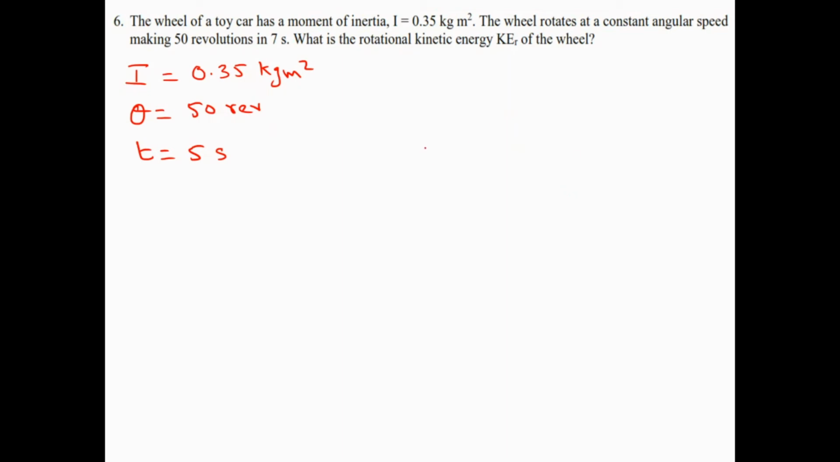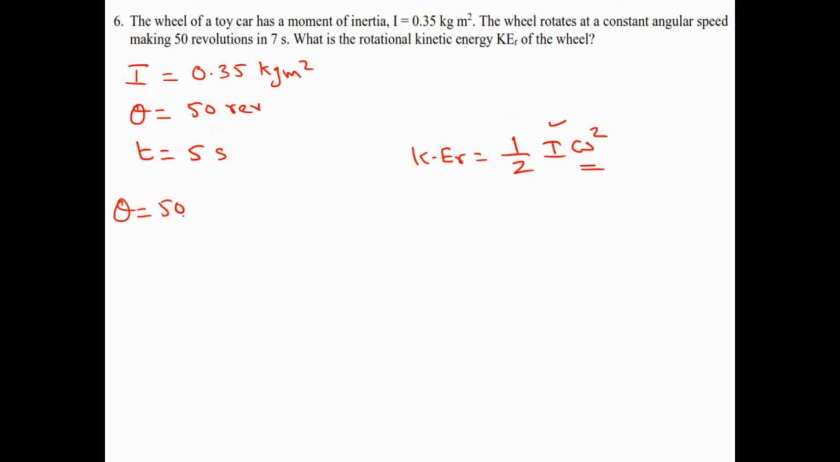As we studied, the formula for the kinetic energy of a rotational body is half I omega squared. The moment of inertia value is already given in the question, but we need the angular speed. So first I'm going to convert the revolutions into radians, then find the angular speed, and then substitute the value into this formula. Okay, let's start.